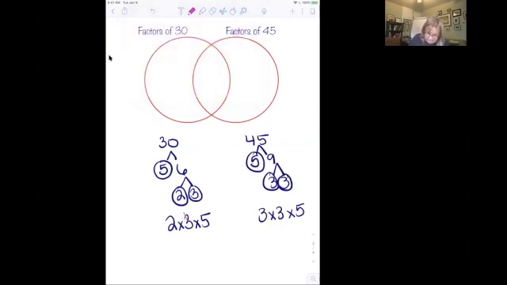So what do they have in common? They each have a 3 in common, so we cross out a 3 on each one and put it in the middle. They also each have a 5 in common. Cross out a 5 on each one and put it in the middle. Nothing else in common, so we have a 2 left over for the 30 and a 3 left over for the 45. So that's the whole process of filling in the Venn diagram.